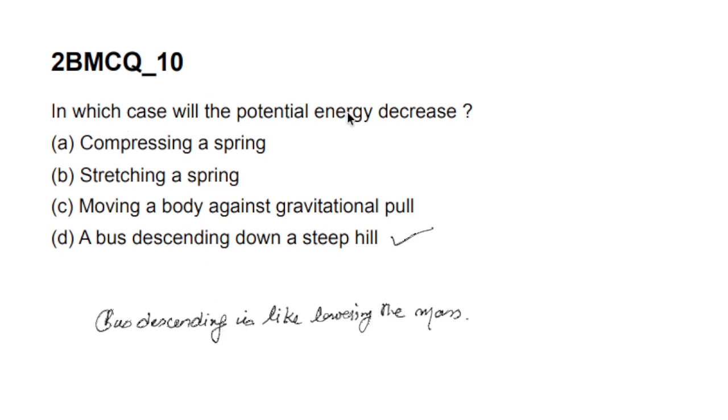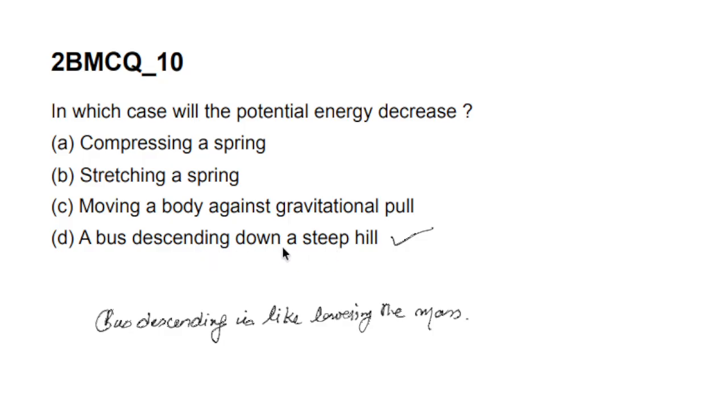In which case will the potential energy decrease? If we compress the spring, no, it will store potential energy. The potential energy will increase in this case. Stretching a spring, again we are pumping in potential energy. It will try to come back. Moving a body against gravitational pull. What does that mean? If, for example, we pull this cursor up against the gravitational pull, are we decreasing potential energy? No, we are increasing its potential energy because the height is increasing, right? So the only option left is D, but let's read it.